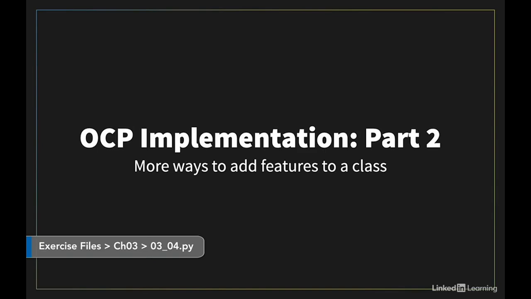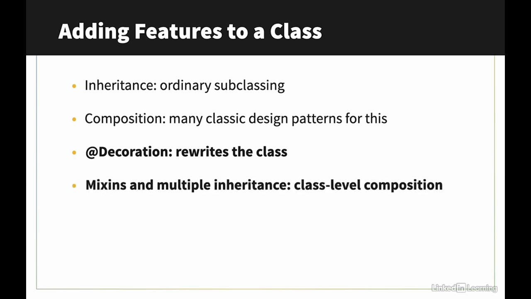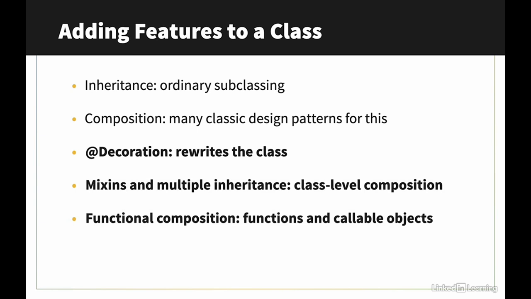Python offers us a variety of ways to extend a class. In the previous section, I talked about the two most common techniques for extending a class, inheritance and composition. In this section, I'll look at three other ways to extend a class. Decoration rewrites a class. This works well when introducing a cross-cutting concern like security or application-wide logging. Mix-ins and multiple inheritance are ways to do class composition. And finally, functional composition follows from the ideas underlying functional programming. This design relies on nested function calls instead of sequences of object methods.